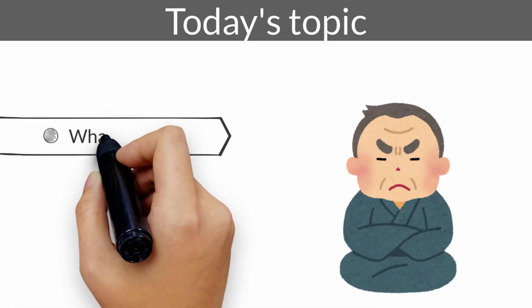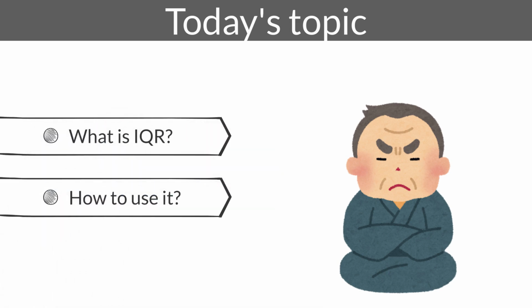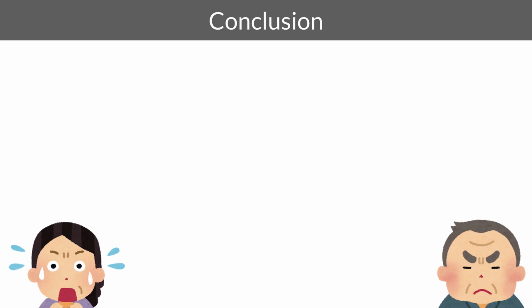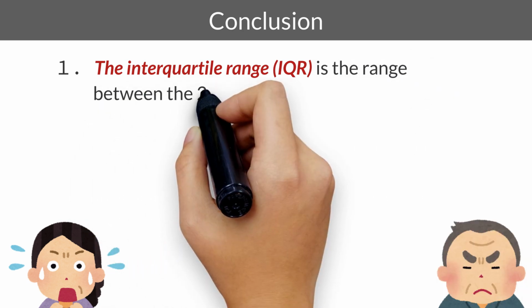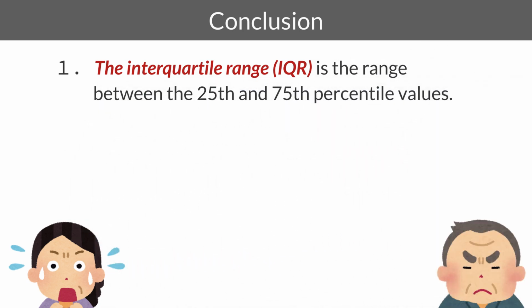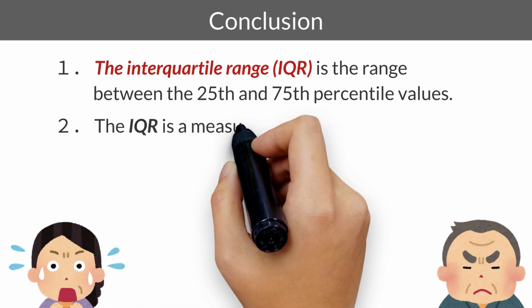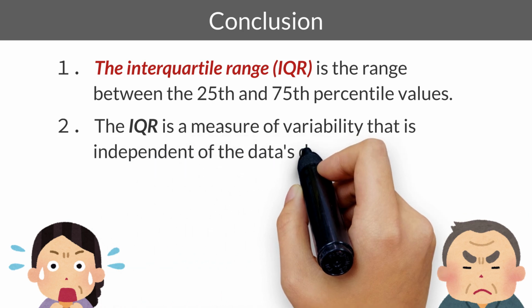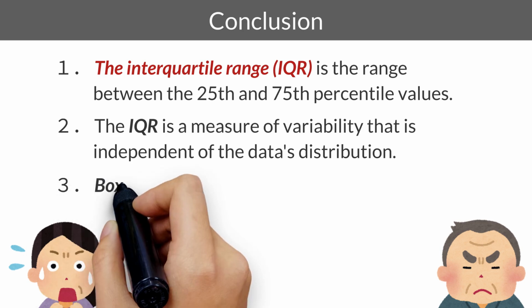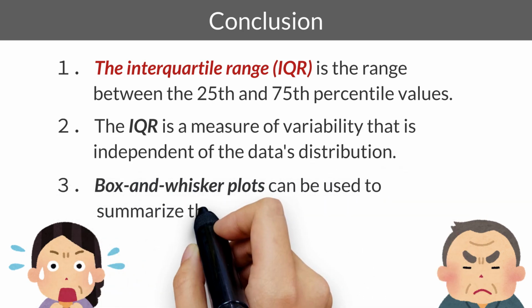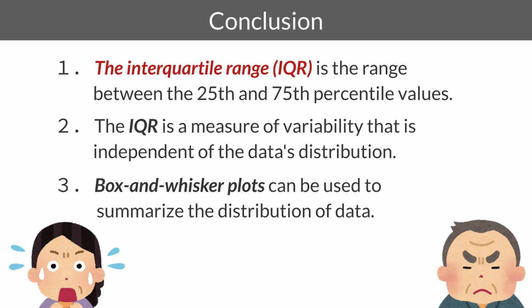Today, we'll be studying what quartiles are and how they are used. Let's start with the conclusion. First, the interquartile range, IQR, is the range between the 25th and 75th percentile values. Second, the IQR is a measure of variability that is independent of the data's distribution. Third, Box-and-whisker plots can be used to summarize the distribution of data. Now, let's take a closer look at each of these points.